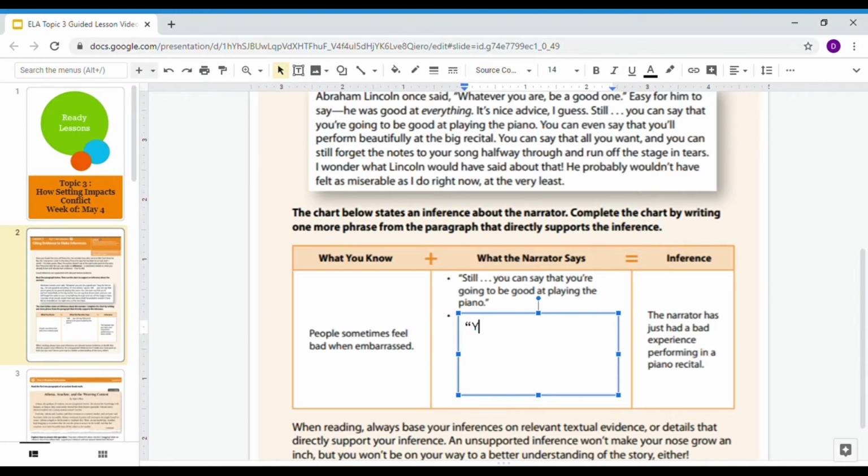So I'm going to put that in as a reminder. You could pick anything else. You can pick a different sentence, you can even say you'll perform beautifully at the big recital, or something else that the narrator says, as long as we're making sure that we're supporting our inference that the narrator had a terrible time performing at his piano recital.